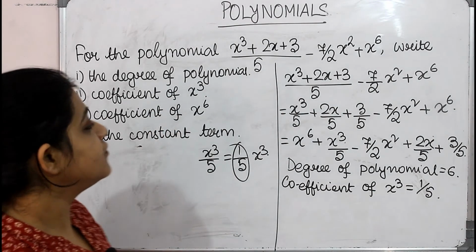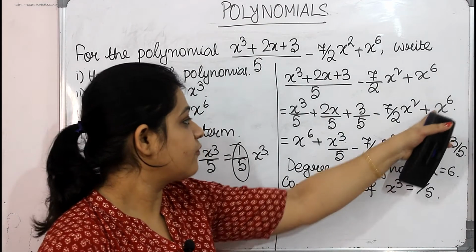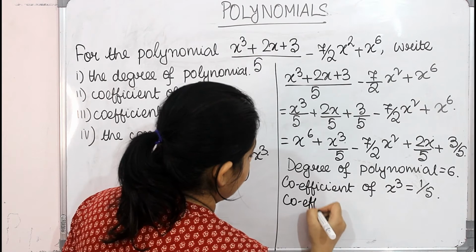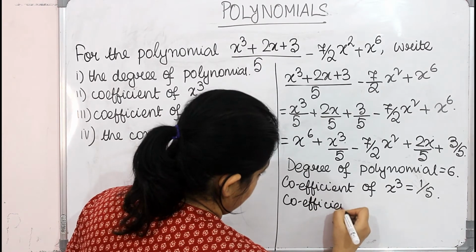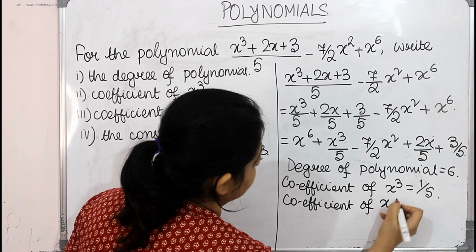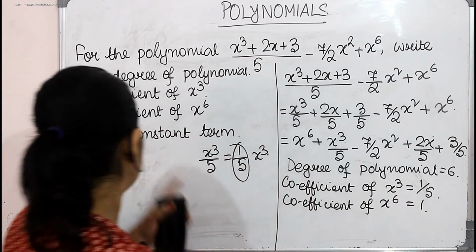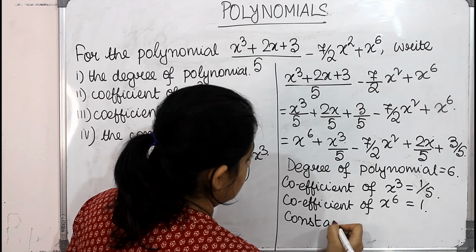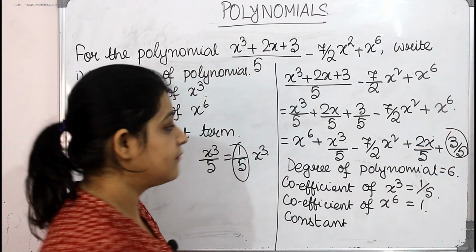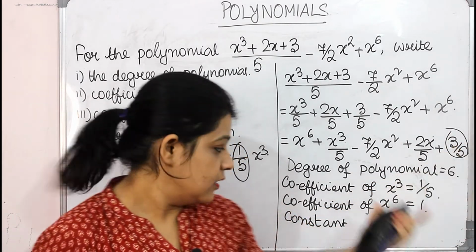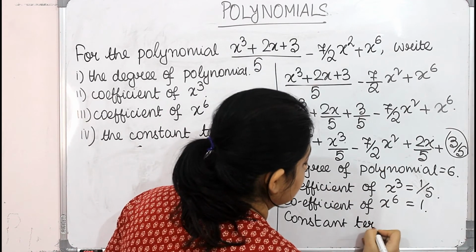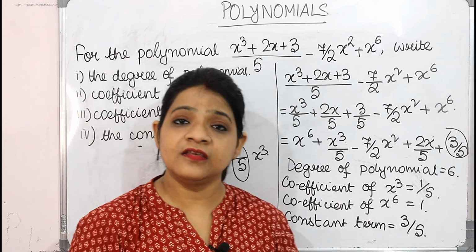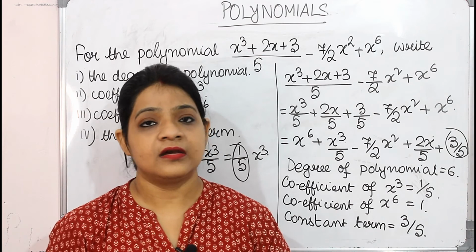Now next is coefficient of x to the power of 6. So the coefficient of x to the power of 6 is 1. Now the constant term is 3 by 5, isn't it? Because it is free of variable. So the constant term is equal to 3 by 5. Okay, so this is very easy. So let's move on to the next sum.